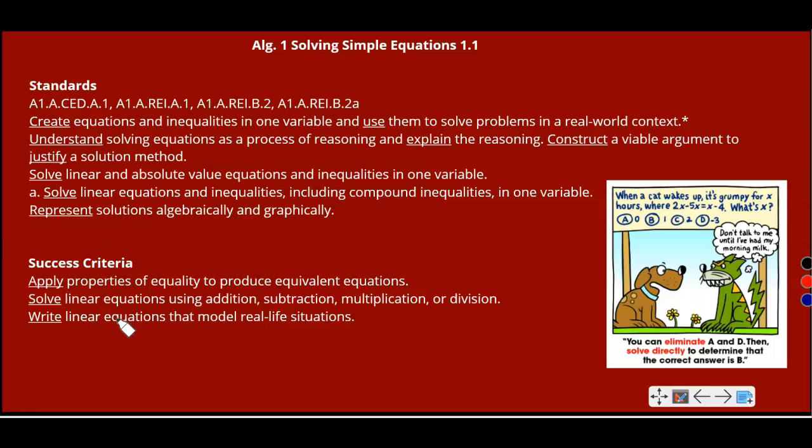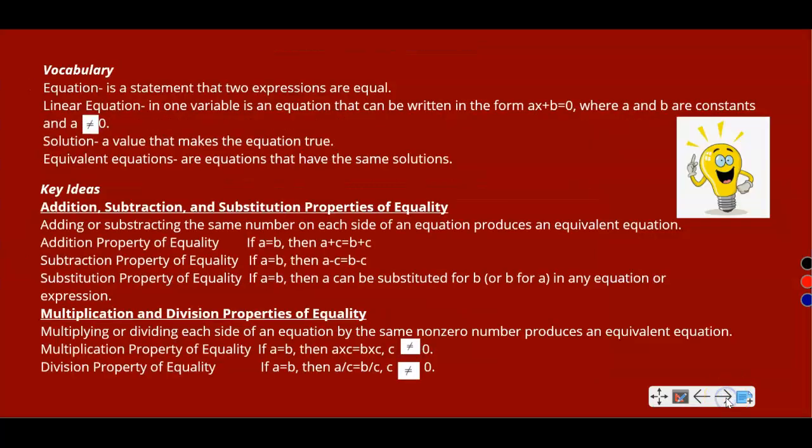Okay, so our success criteria, this tells us if we're going to be successful or not. You need to be able to apply properties of equality to produce equivalent equations. You need to be able to solve linear equations using addition, subtraction, multiplication, and division. And you need to be able to write a linear equation that models a real life situation. All right, vocabulary that you need to know. Make sure that you have these in your notes and go over these and you understand them.